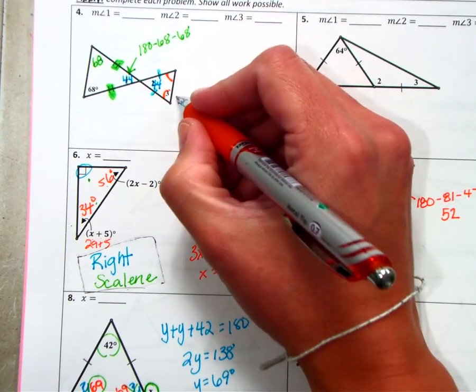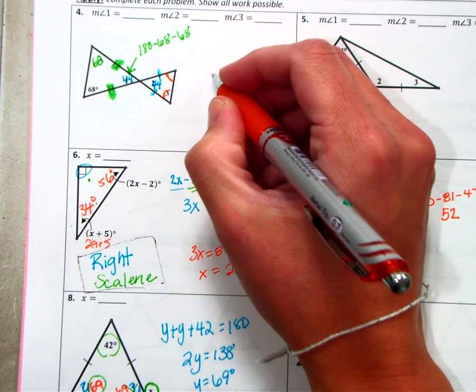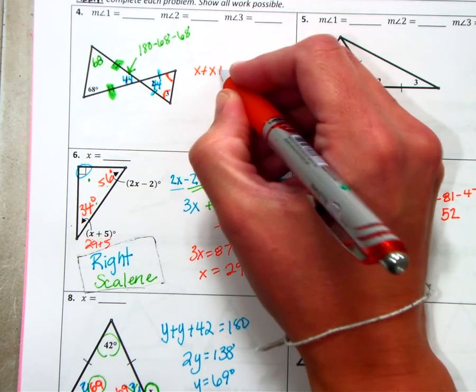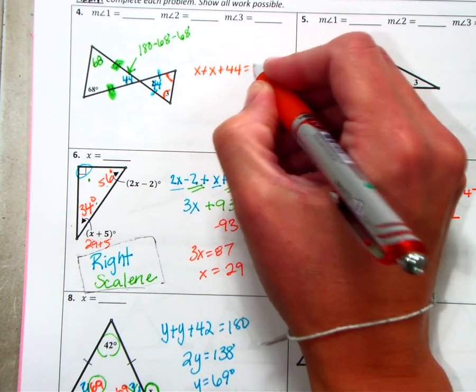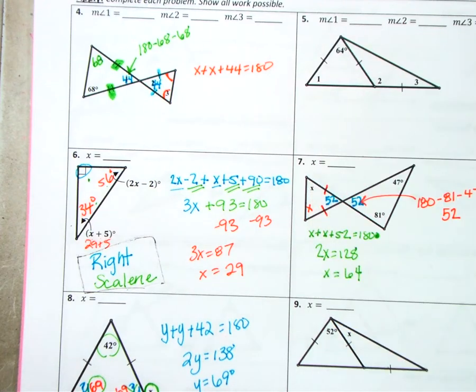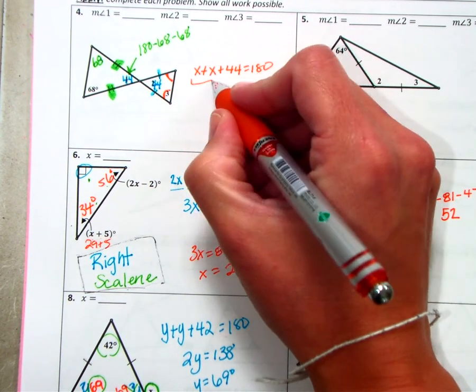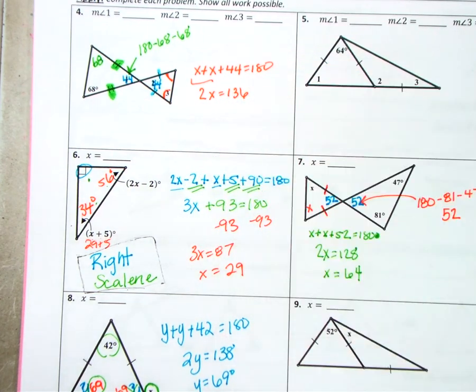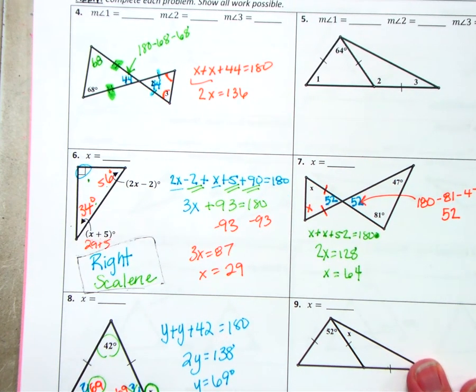Okay, so that measure of angle 3, I can do measure of angle 3 plus the measure of angle 3 plus 44, or I can just do x. So I'll take 180 and subtract 44. Divide by 2.